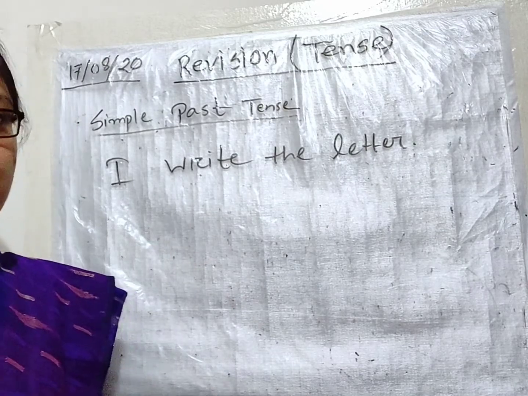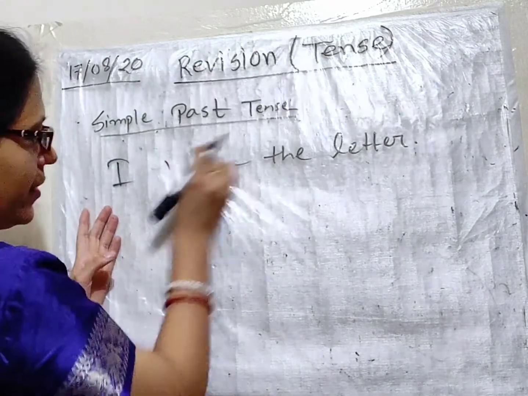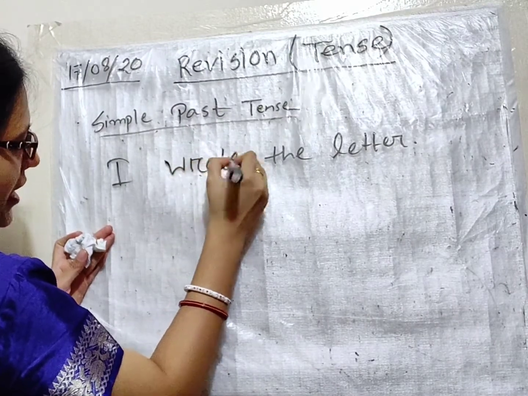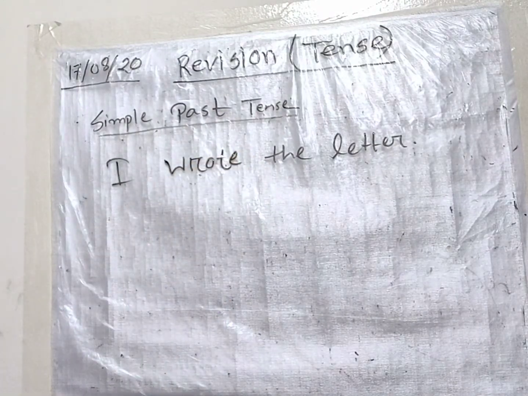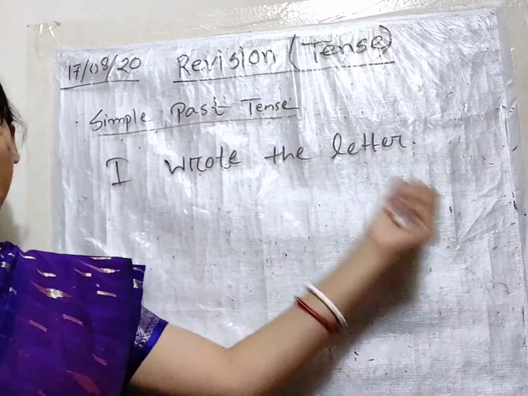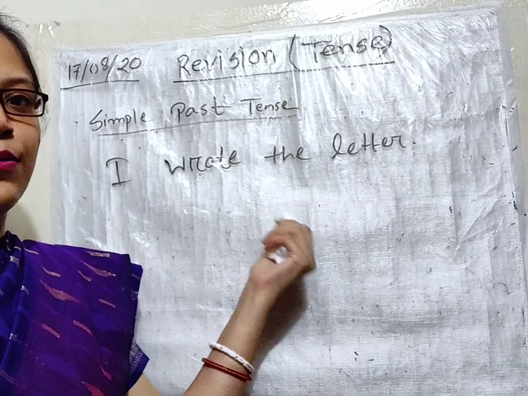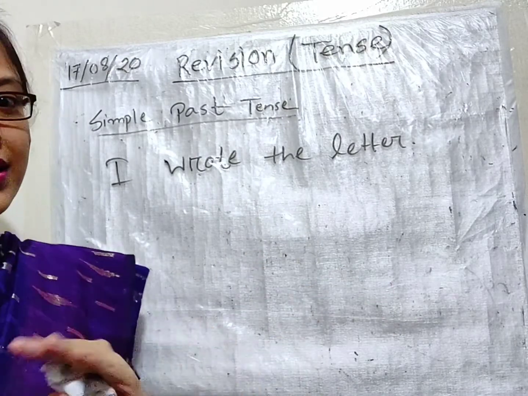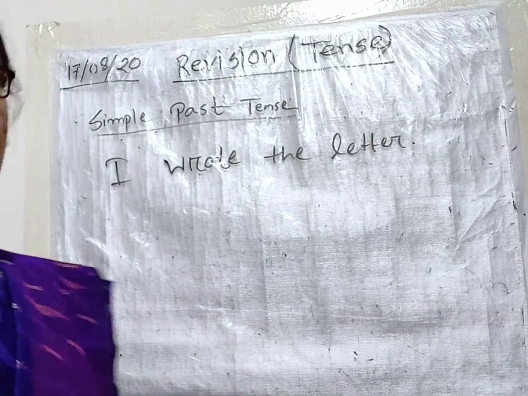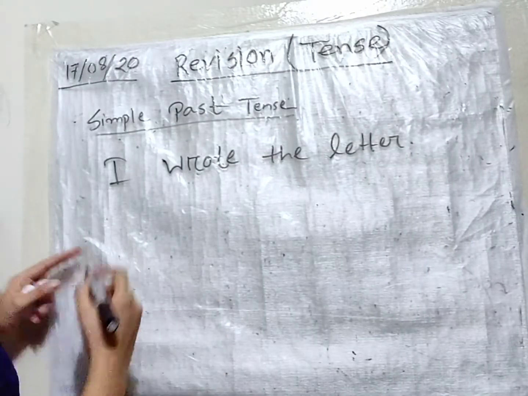So how can you express it? It will be in past form. The past form of write is wrote. So, I wrote the letter. That means you have written this letter already some time ago. Okay, that's it.